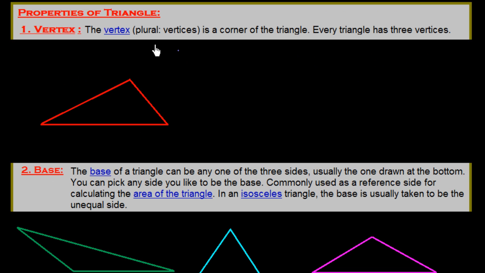Now I explain the properties of triangle. First, the first property we have to see is about the vertex. The vertex, the plural is vertices, is a corner of the triangle. Every triangle has three vertices. So here I explain the vertex A, vertex B, vertex C. These are the vertices A, B and C.